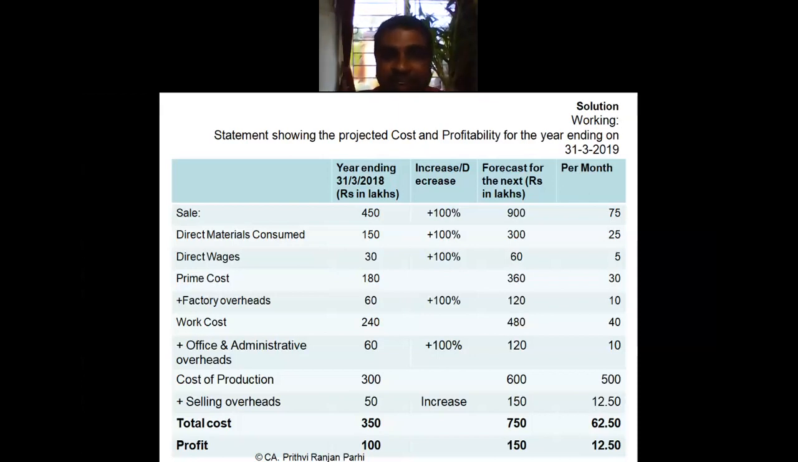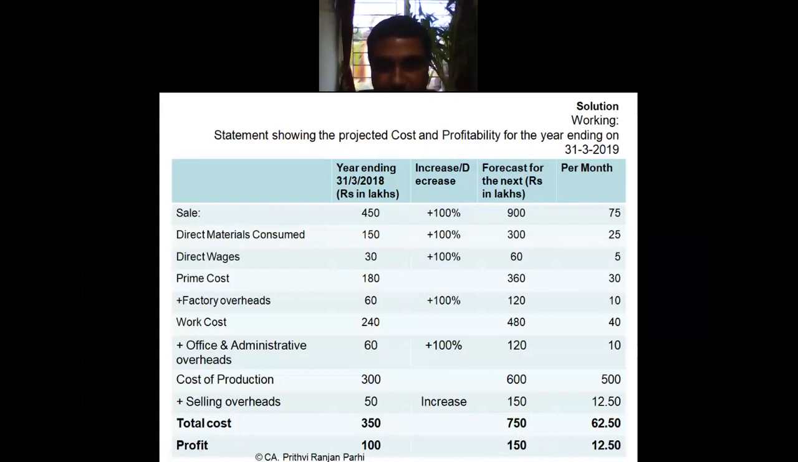First, we'll estimate the projected cost and the projected profitability. This data was given to you. Sales was this much. The question says sales will be 100% increase, so new sales will be this much. Similarly, direct materials consumed will be 100% increase. On this basis, these will be the costs. Finally, total cost will be this much, and we are projecting that future profit will be 150.